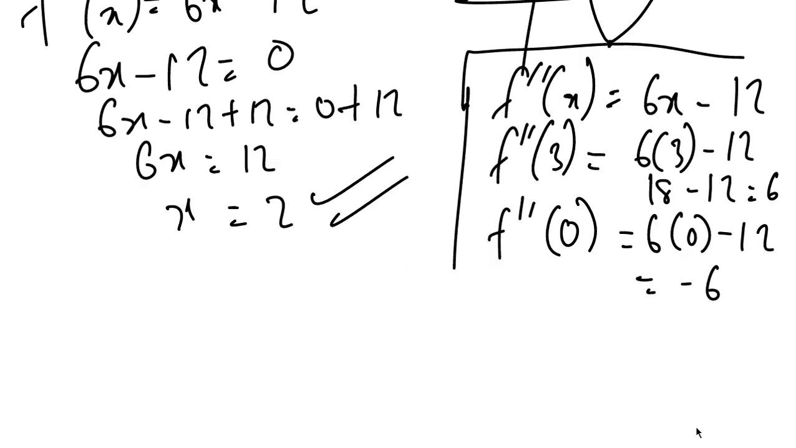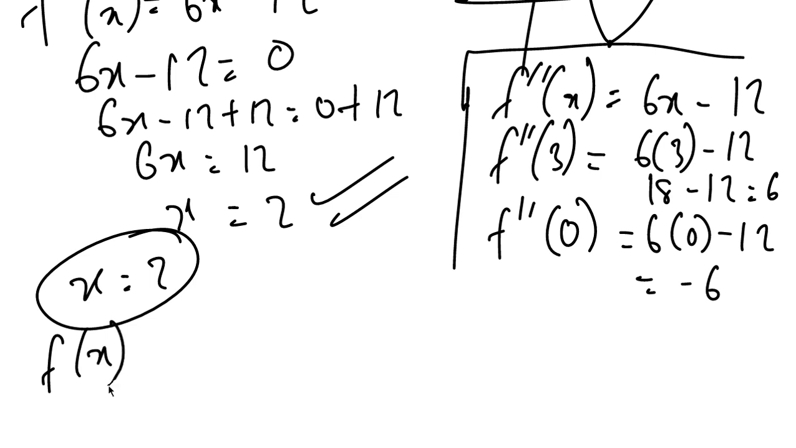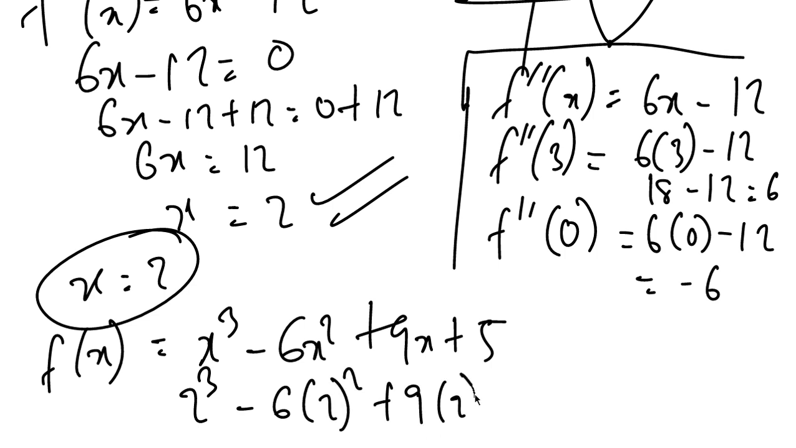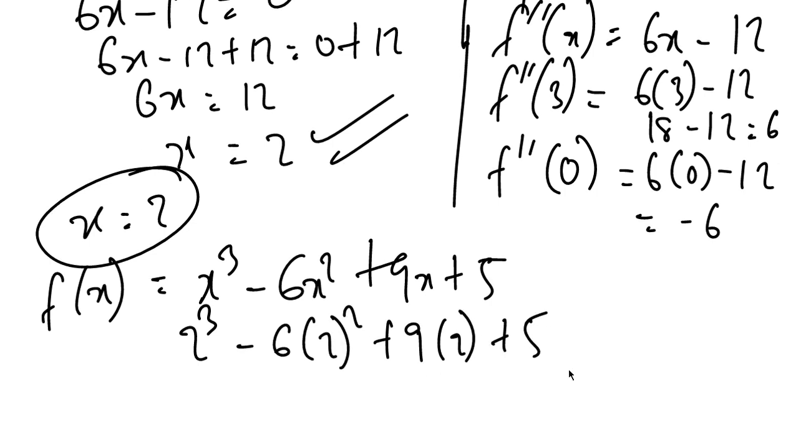Since there is a sign change, we can confidently say that x equals 2 gives us the point of inflection. And since the original curve was given as f of x equals x cubed minus 6x squared plus 9x plus 5, you substitute 2 anywhere you see x. That will be 2 cubed minus 6 times 2 squared plus 9 times 2 plus 5. 2 cubed is 8, 2 squared is 4, 4 times 6 is 24, and 9 times 2 is 18.